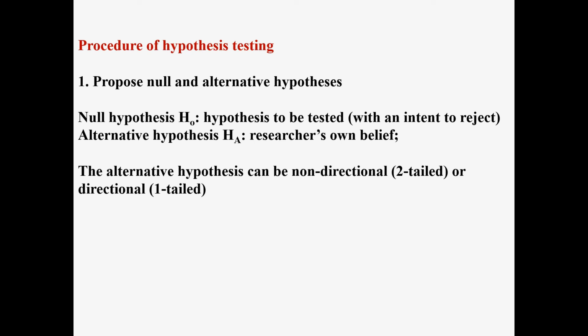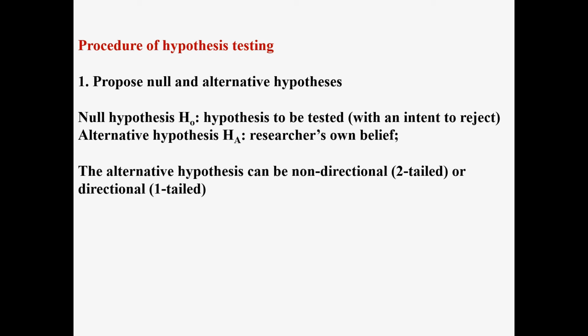In hypothesis testing, we can adopt this 7-step procedure to complete the testing process. The first step is to propose or set up a null hypothesis and an alternative hypothesis. A null hypothesis is a hypothesis that we put into test directly, often with an intent to reject. An alternative hypothesis is the researcher's own belief.